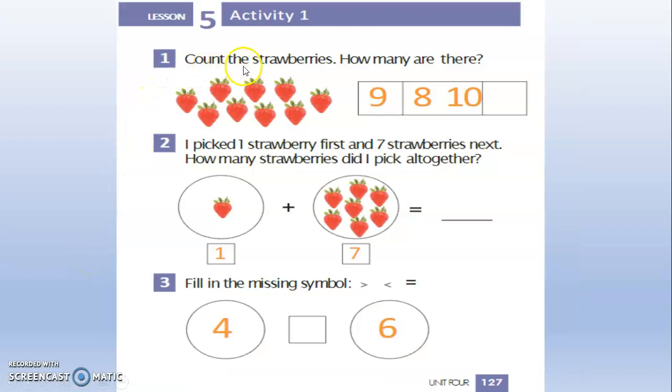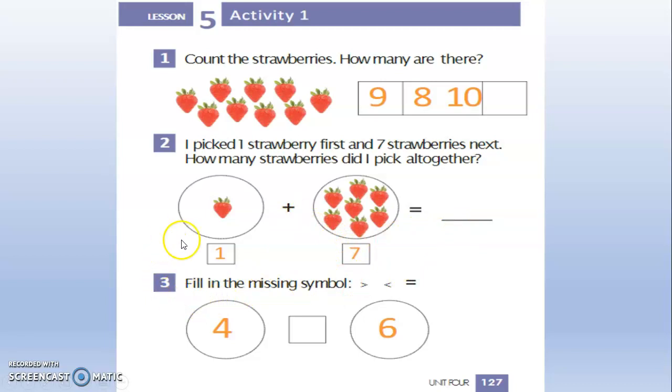Number 1, count the strawberries. How many are there? You're going to count them and circle your answer. Number 2, I picked 1 strawberry first and 7 strawberries next. How many strawberries did I pick all together? So you have 1 here and 7 here. So it's 1 plus 7 and your answer.